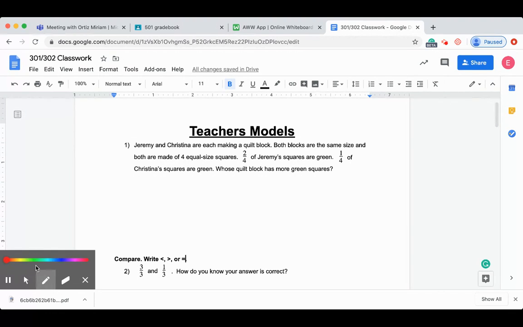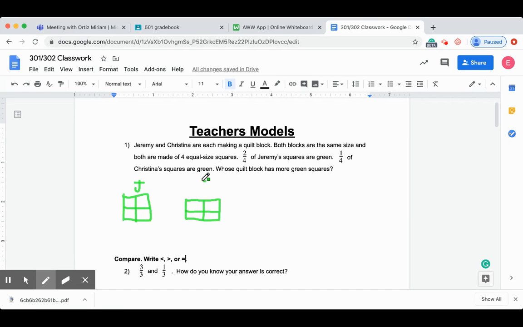So I'm going to draw a little picture, which you can do in your notebook at home. I'm going to draw a block. I'm going to break it into fourths. I'm going to put a J above it, so this will represent Jeremy. I'm going to draw another one right here, and now I'm going to break it into fourths as well. I'm going to put a C so we know it's Christina's.